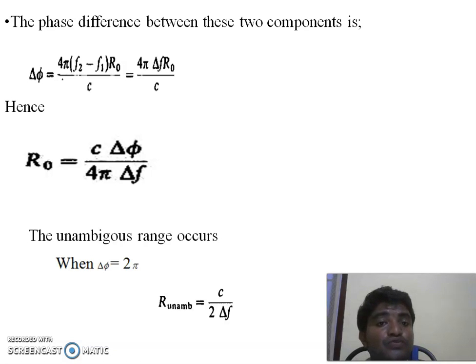But by transmitting two separate frequencies, we can increase the range of the CW radar. The maximum unambiguous range is c by 2 into delta f. That is the advantage of multiple frequency CW radar. We can measure the range of a target.